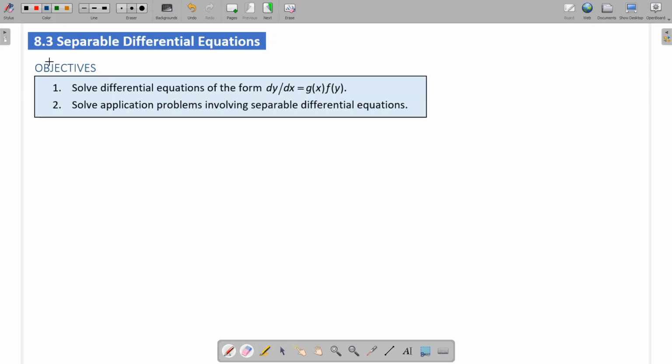This video will be covering section 8.3, separable differential equations. We have two objectives. We're going to start by solving differential equations that have this form. This is what we mean by a separable differential equation. And then we will finish with application problems involving separable differential equations.